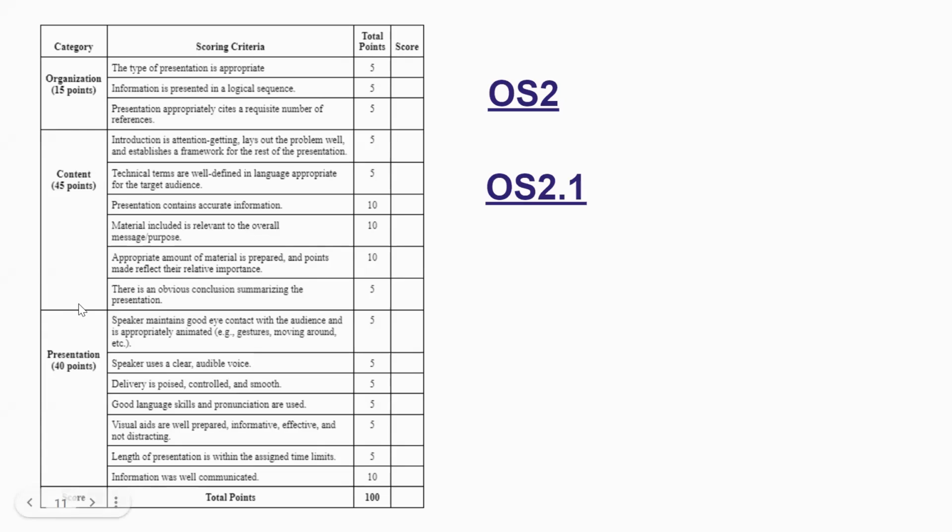What does the organization look like? It covers 3 areas: whether or not the presentation was appropriate, how the information was presented. Was it presented in a logical sequence? It looks at what sources were cited. How do you validate the work that you're doing? And then we look at the content.